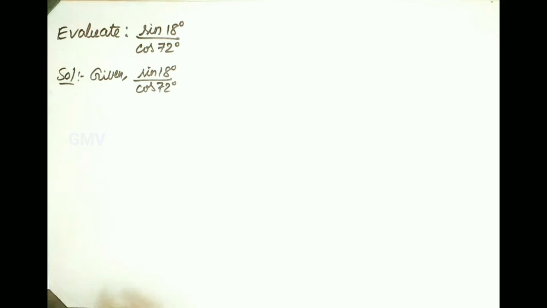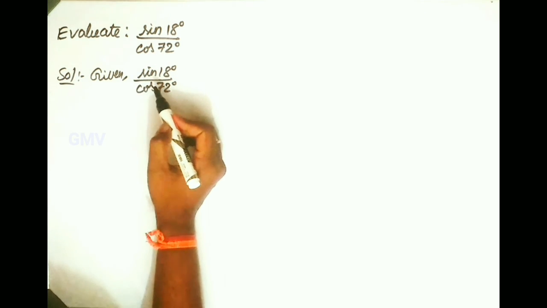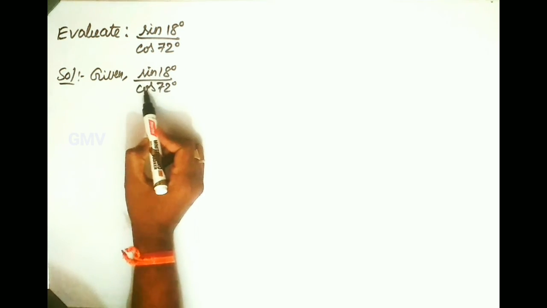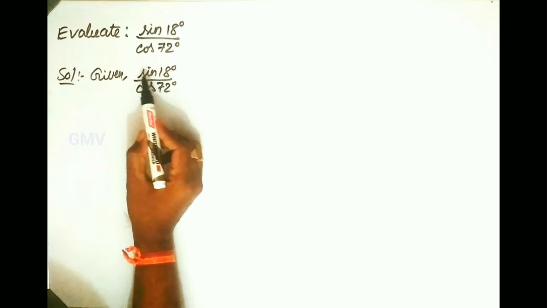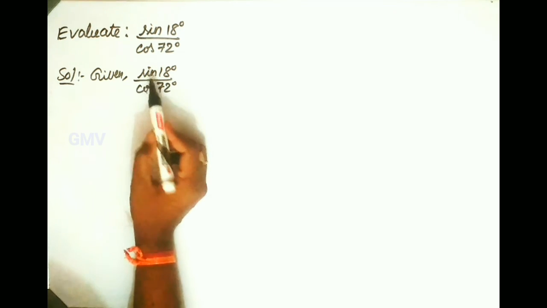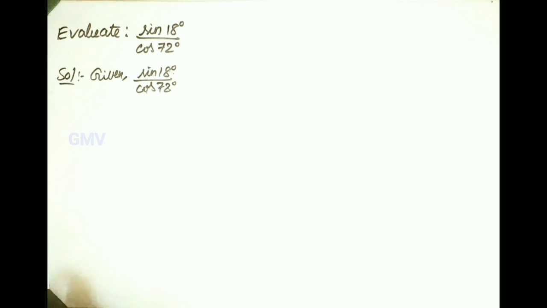First we have to check whether the given trigonometric ratios are complementary or not. We know that sin is complementary to cos and cos is complementary to sin, because sin 90 degree minus A is cos A and cos 90 degree minus A is sin A. And also the angles are complementary here. 18 degrees is there, 72 degrees is there. Their sum is 90 degrees. So trigonometric ratios are complementary and the angles are also complementary. So we can easily solve this.